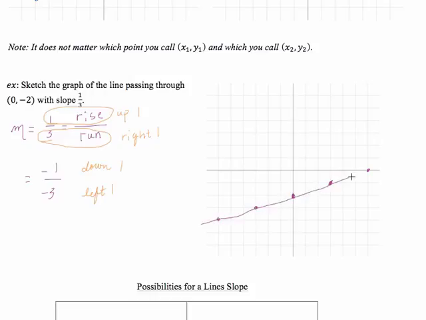Okay, now I don't have the equation of the line, but it would be easy to write. Let's go ahead and do it. Actually, no, we don't know that yet. We'll come back to that.